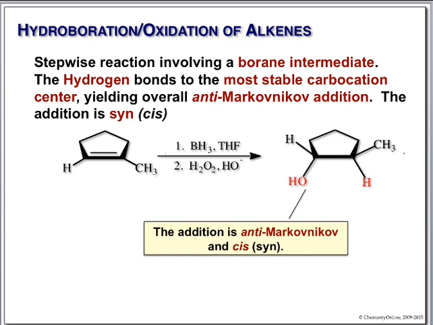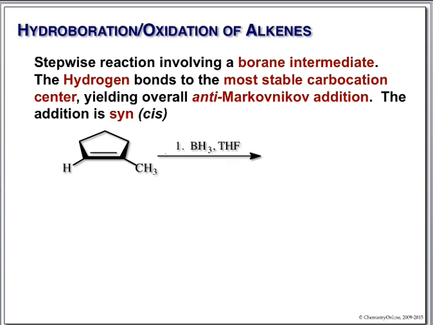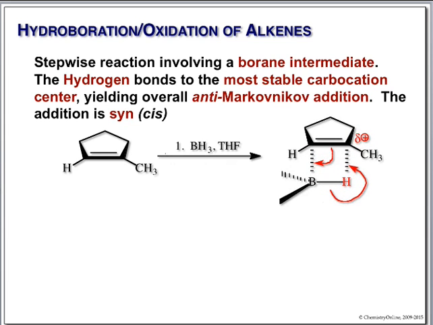All right, how does this happen? Well, it happens because we have a concerted addition of hydride, H minus, from our boron compound, BH3. Now this is actually probably B2H6 at least. It dimerizes. But we're just going to leave it this way.